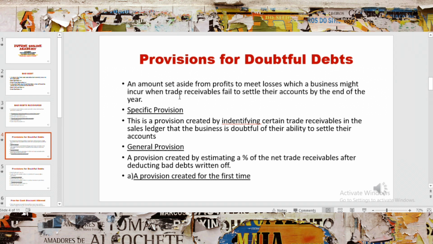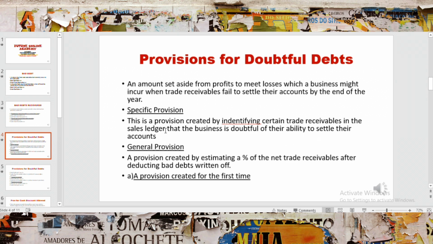In a Cambridge scenario, they may ask you what is the provision for bad debts. But in Zimsec, they may also ask you to prepare a provision for bad and doubtful debts account. So we have two types of provision for bad debts. We have the specific provision. This is a provision created by identifying certain trade receivables in the sales ledger whose ability to settle their accounts the business doubts.